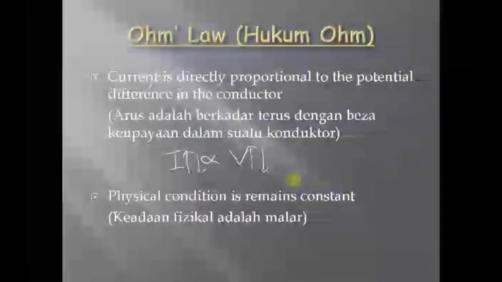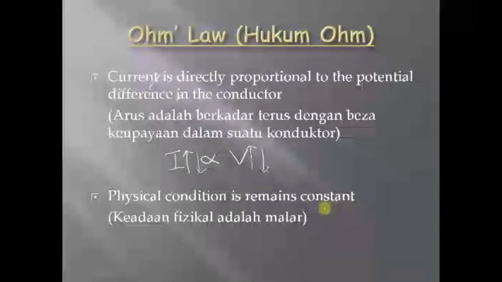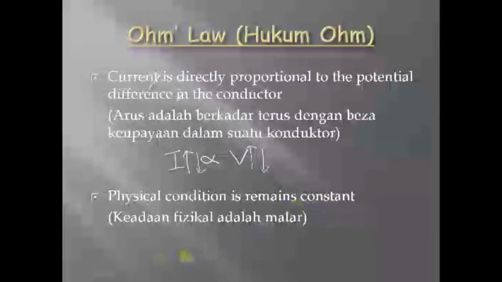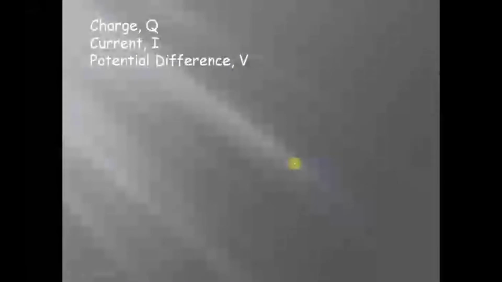If you look at the definition, they also mention that the physical conditions remain constant. Keadaan fizikal adalah malar. So apa maksudnya kenyataan ini? Semua yang saya cuba terangkan di sini, saya boleh guna satu slide yang mudah to explain it to you. Before you understand what Ohm's law means, you need to understand these three simple and basic things first: charge, current, and potential difference.